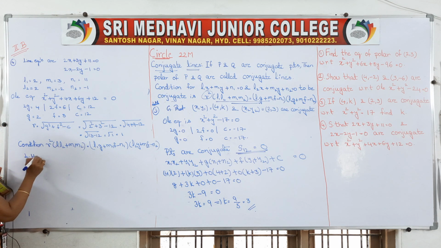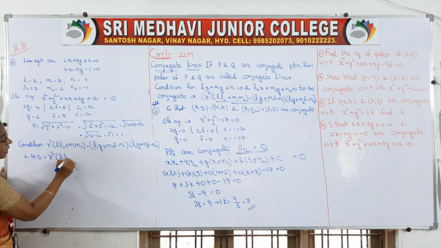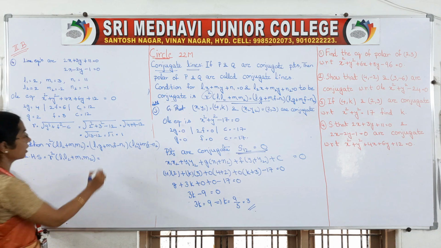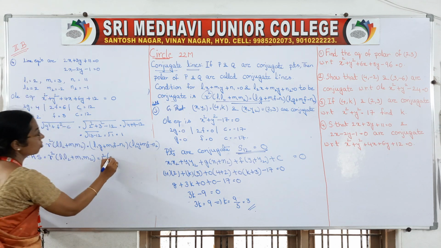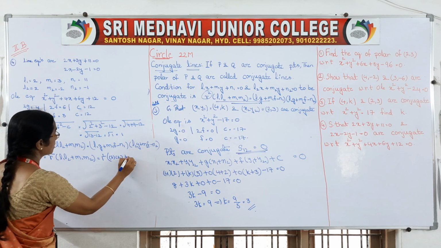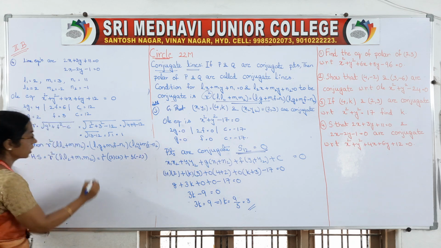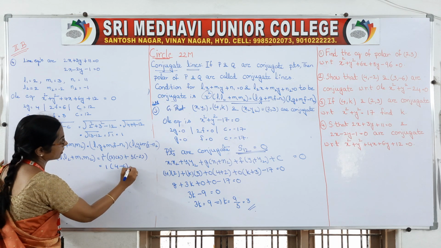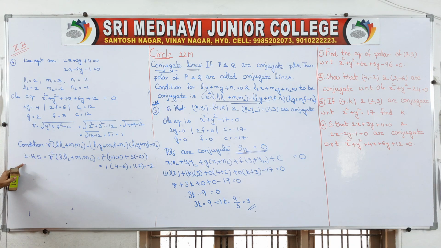First, you find out the left hand side value. What is the left hand side value? r square into (L1 L2 plus M1 M2) is equal to 1 square into (2 into 2 plus 3 into minus 2). So 1 square is 1, 4 plus minus 6, 3 minus... 4 minus 6 is minus 2, and 1 into minus 2 is equal to minus 2. Your left hand side value, we got it as minus 2.